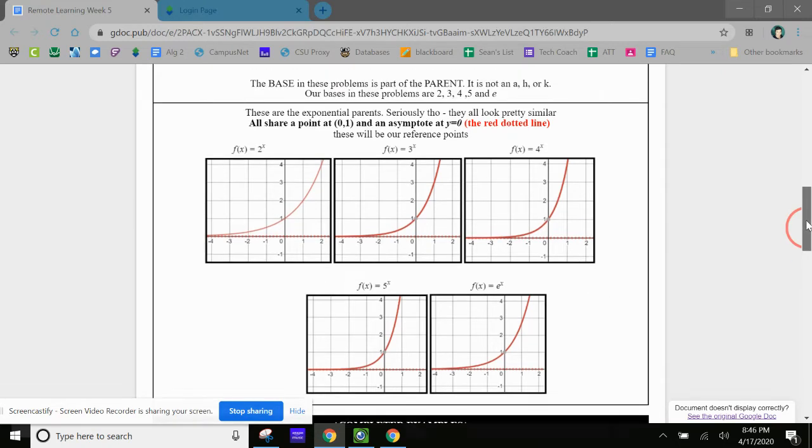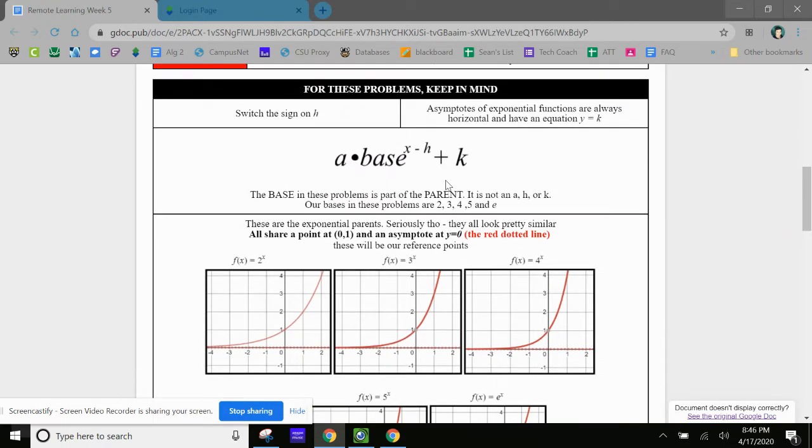Okay, so let's go up here a little bit. These are the notes that we're going to take in the next video. This is just to show you where the A is, the H is, and here's the K. I want to be really clear about this. This base right here is not an A, H, or K. That is the most common problem that people have with these problems.